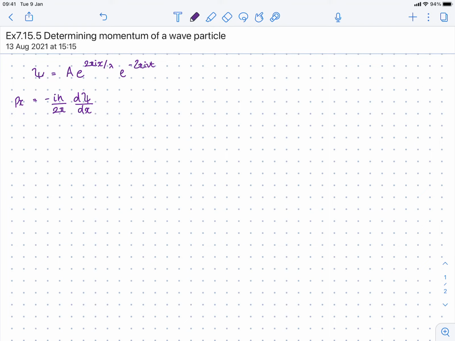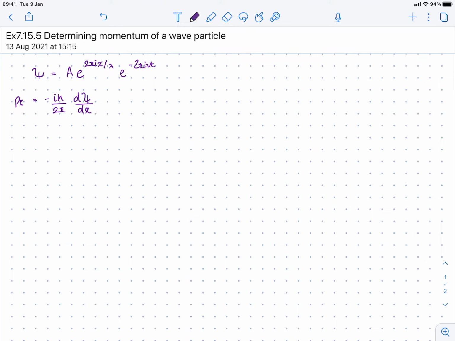So in this question, we are given this wave function, psi, and so psi is equal to A e to the 2 pi i x over lambda, e to the minus 2 pi i nu t. There are a lot of things in this which are just going to be constants, and that's something I should always be aware of. Actually, it might look complicated, but it's not as complicated as it first looks.